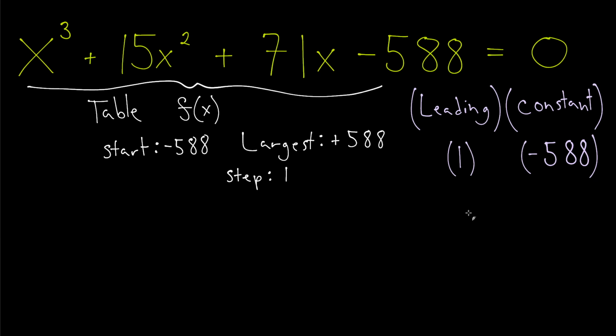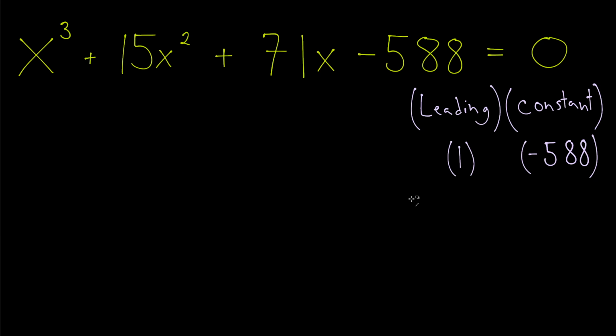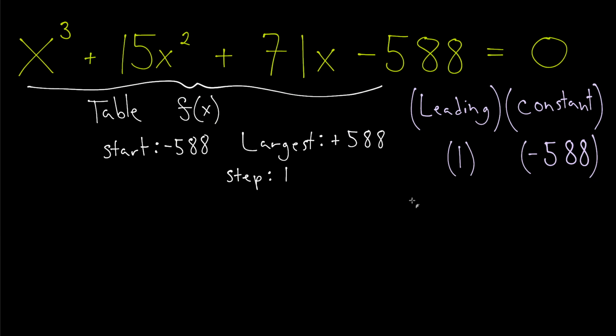Some other examples of this, let's say you were to do this with a different problem. You get like 20. Well, your start would be negative 20, and your end, or your largest, would be positive 20. So just something to note. And set your step value to 1.